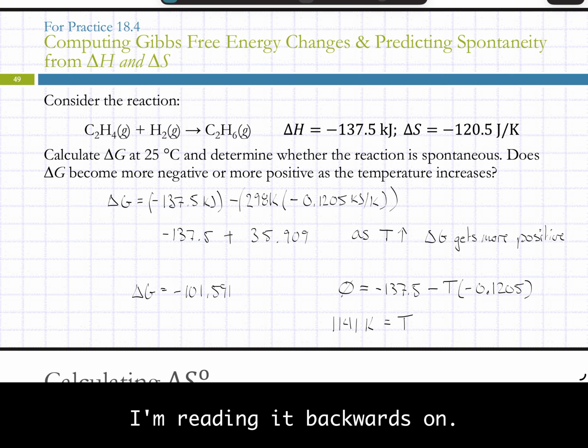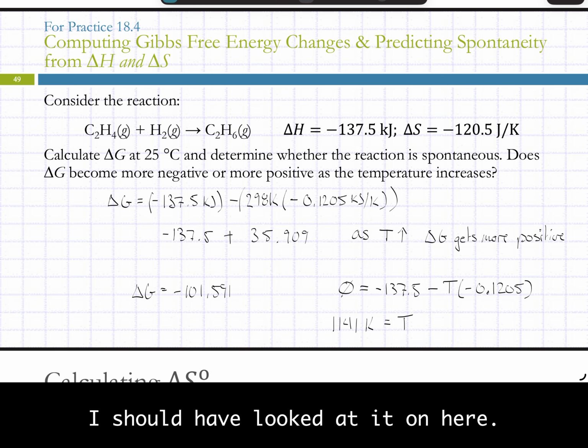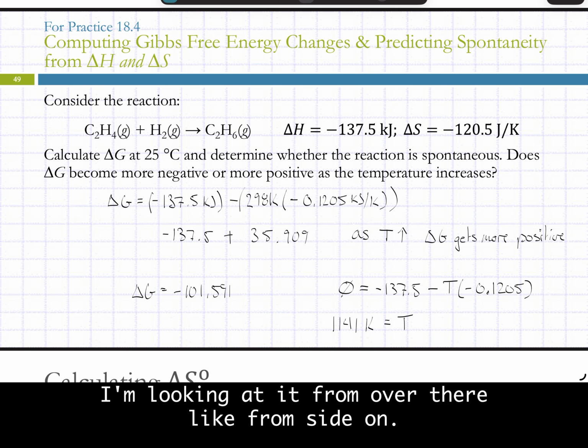Oh, I'm reading it backwards, huh? I'm so sorry. I should have looked at it on here. I'm looking at it from over there, from side on.